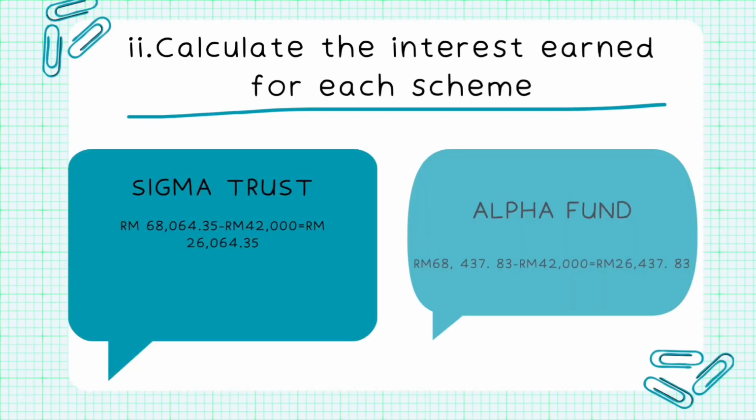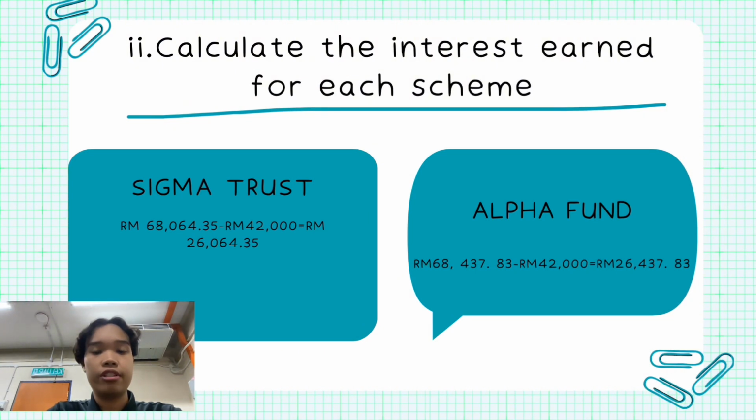I will explain the interest earned from Sigma Trust and Alpha Fund. For Sigma Trust, the final amount is 60,046 ringgit and 35 cents, and the initial amount is 42,000 ringgit. So the interest is 60,064 ringgit 35 cents minus 42,000 ringgit equals 36,064 ringgit 35 cents.